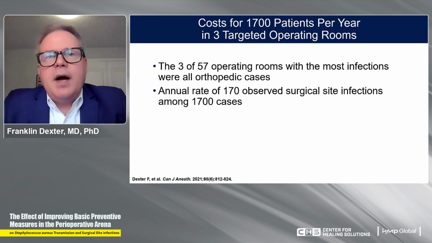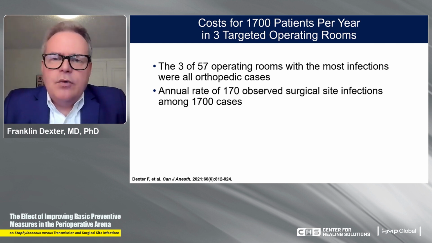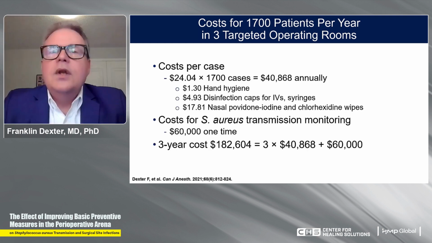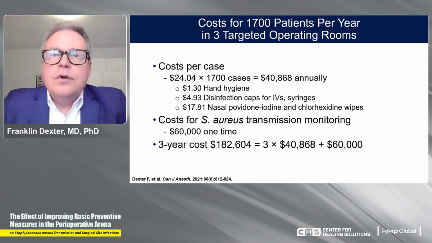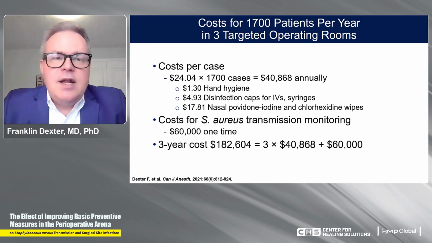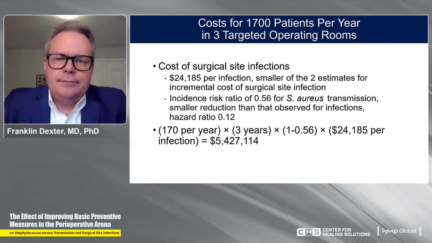Suppose we're going to target a population of 3 operating rooms used for orthopedic cases. Supplies per case were used in the randomized trial, and it's around $24 per case. For the culturing and microbiology of 125 case pairs, that costs about $60,000. So the total program cost is around $180,000 over a 3-year period.